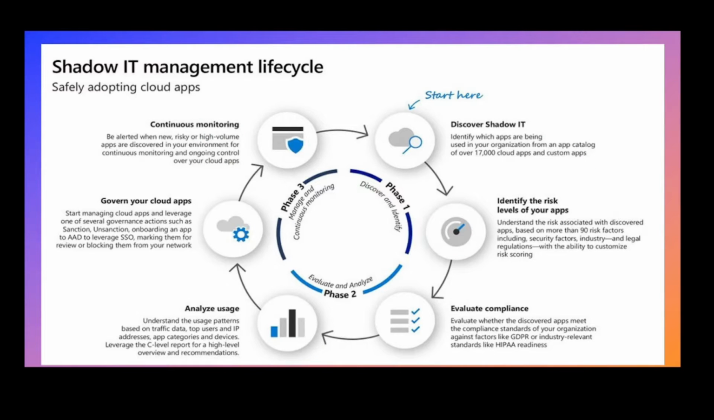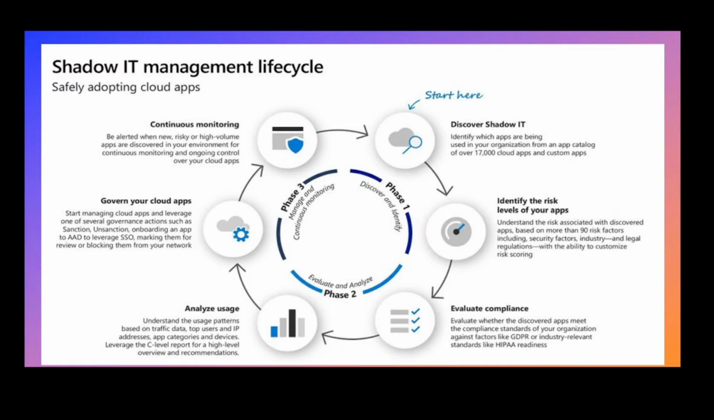So this is the shadow IT management lifecycle from Microsoft, and this is a recommended approach, starting with phase one of discover and identify, where you discover your shadow IT applications. Microsoft Cloud App Security has a catalog of around 17,000 cloud apps and counting, and a lot of custom apps. So by integrating Cloud App Security, you will be able to get information about who is using what, and what applications are being used, maybe without the knowledge of IT.